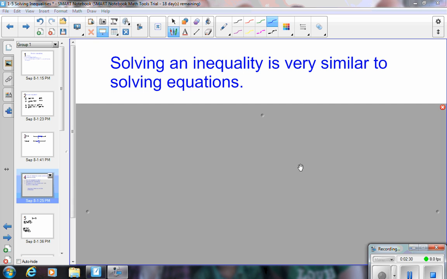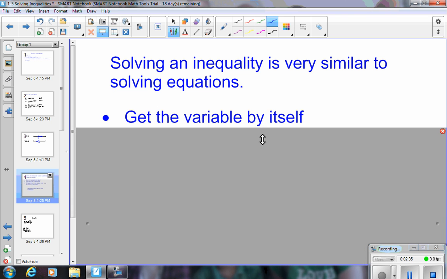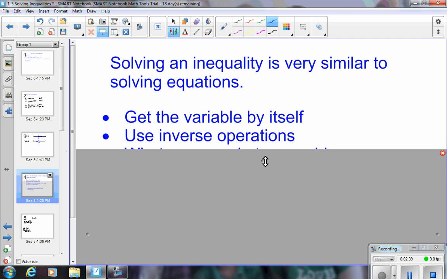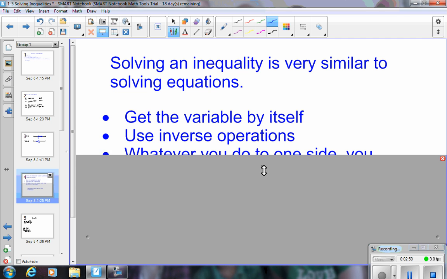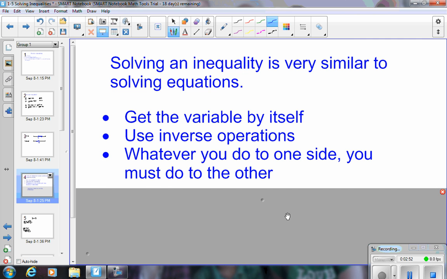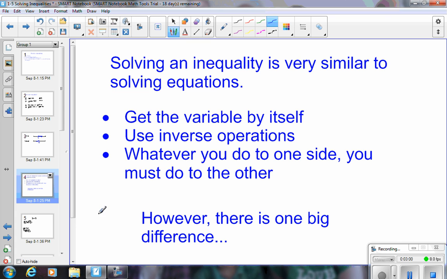When you solve an inequality, it is very similar to solving equations. So the first thing you want to keep in mind is you are trying to get the variable by itself. You're going to use inverse operations, which means if you want to undo addition, you're going to subtract. If you're going to undo multiplication, you're going to divide. So you're always going to do the inverse operations. And whatever you do to one side, you must do to the other. So those are exactly the same steps that we had for solving an equation. However, there is one big difference.